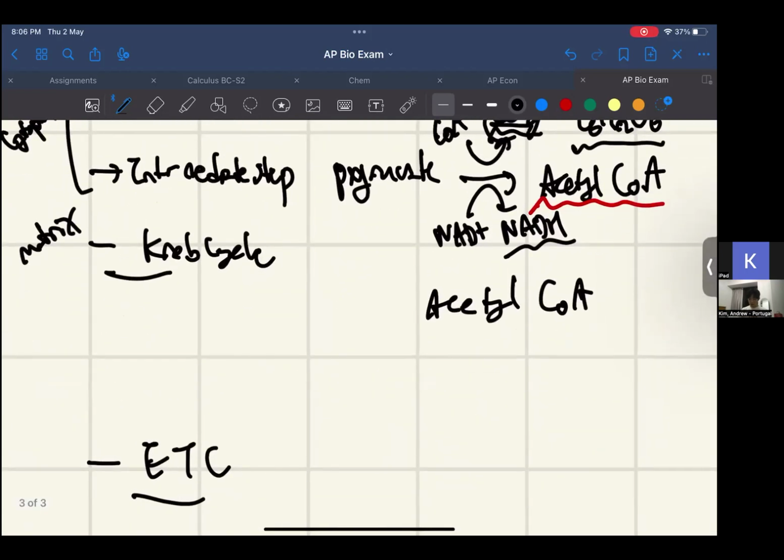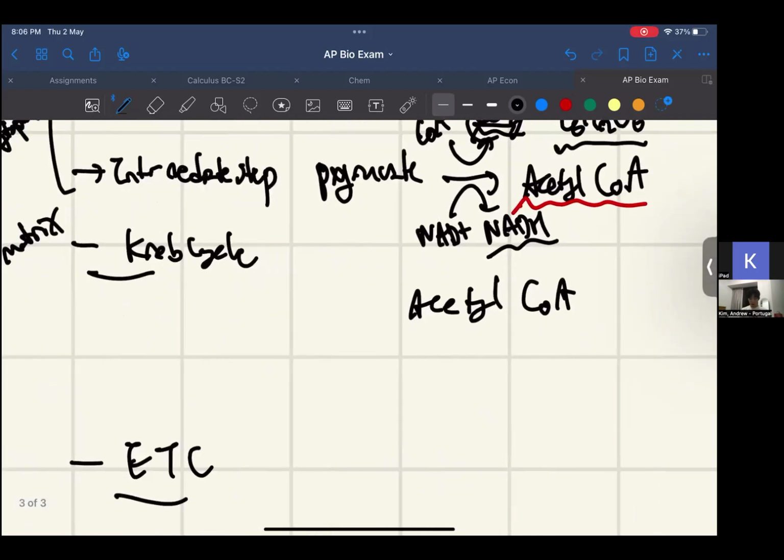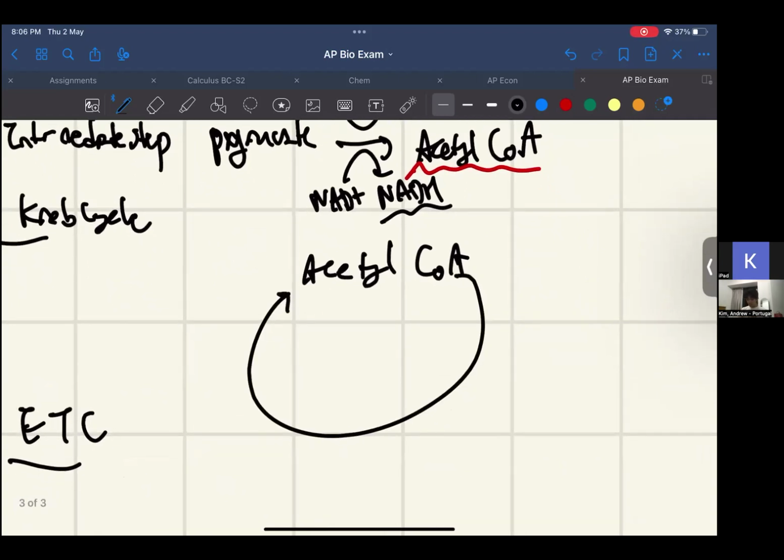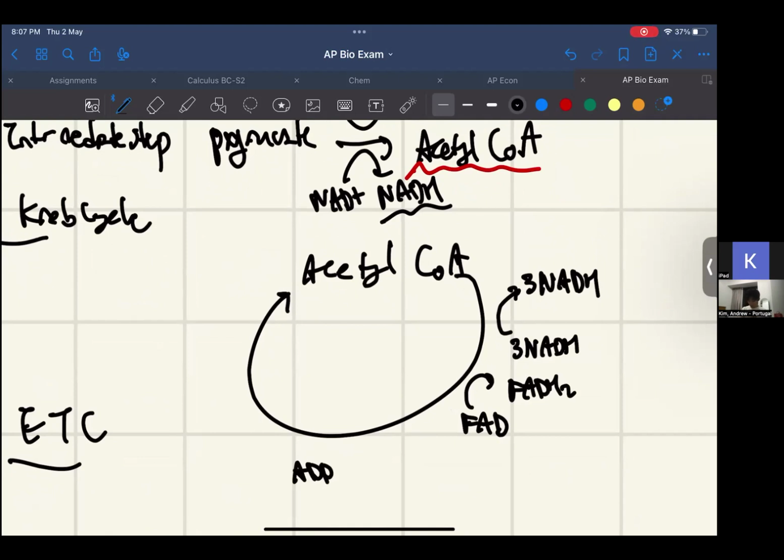Now, Krebs cycle, again, acetyl-CoA, which is the product of the intermediate step, will go through this cycle where ultimately 3 NAD plus will be converted to 3 NADH. One FAD will convert to FADH2, and ADP will be converted to ATP.